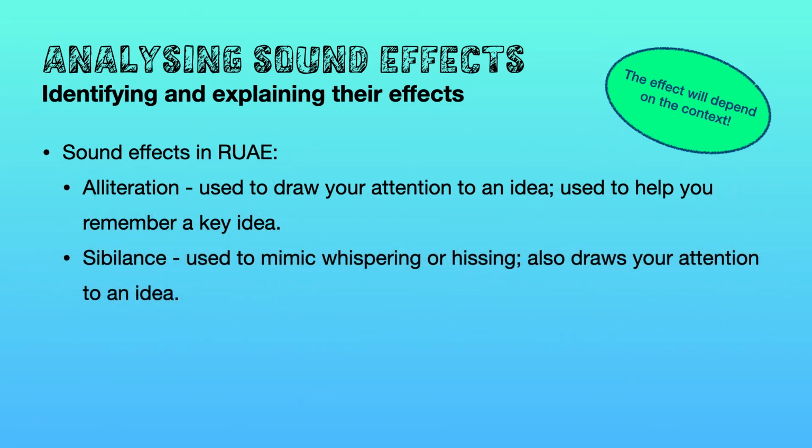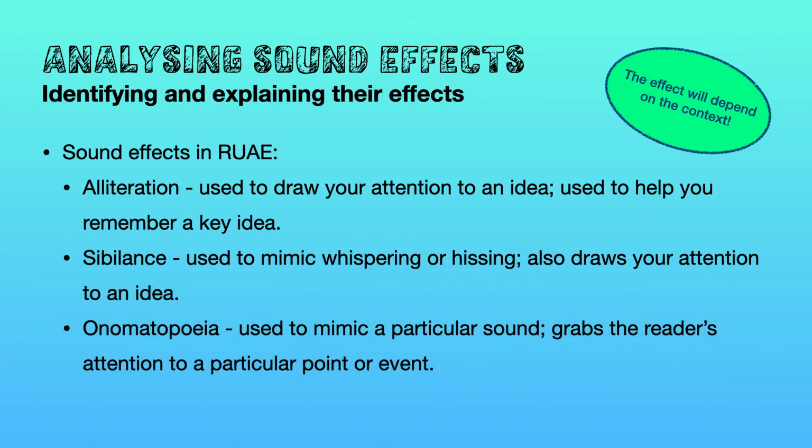Sibilants, usually used to either mimic whispering, so it could be to create an intimate feel, or hissing to create the idea that the writer's really angry. It could also draw your attention to an idea because it could be used the same way as alliteration, because it is still a type of alliteration.